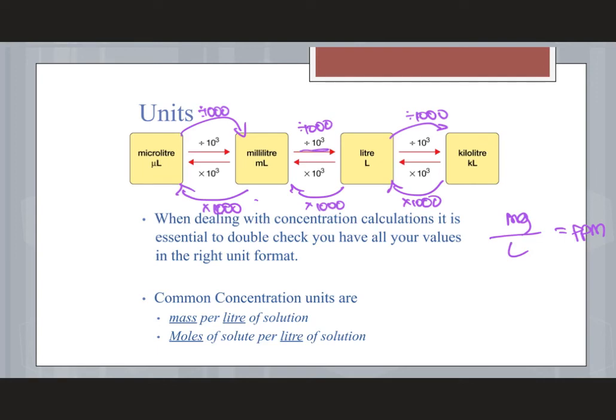So the common concentrations that we use are mass per litre of solution and moles per litre of solution. Okay, so you need to be comfortable primarily converting between milliliters and litres, which is the most common one that you're going to have to convert between, and into ppm. ppm comes up a lot.